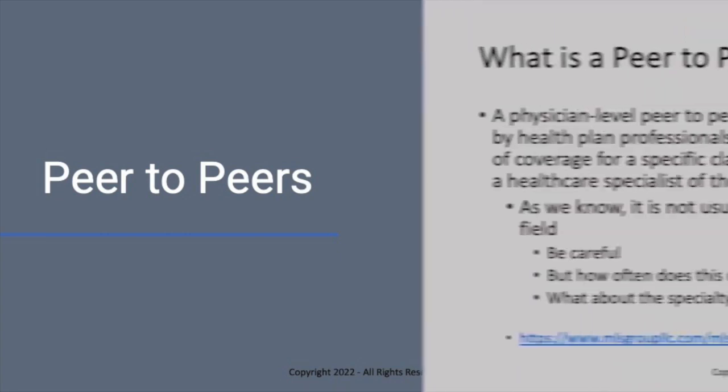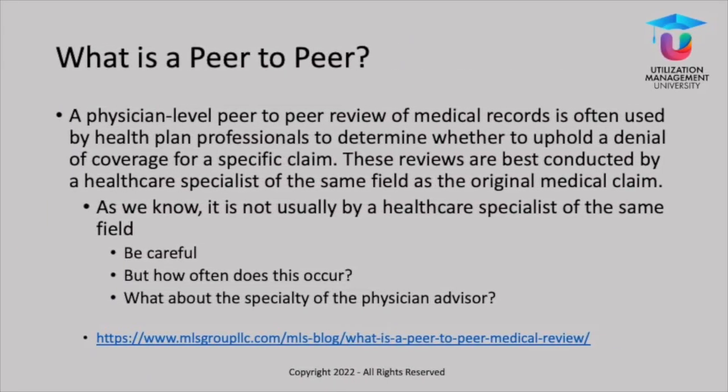Let's move on next to a very important area when dealing with appeals and denials, and that is peer-to-peers. Let's start at a very basic level. What is a peer-to-peer? A peer-to-peer is a physician-level, peer-to-peer review of the medical records and is often used by health plan professionals to determine whether to uphold a denial of coverage for a specific claim.